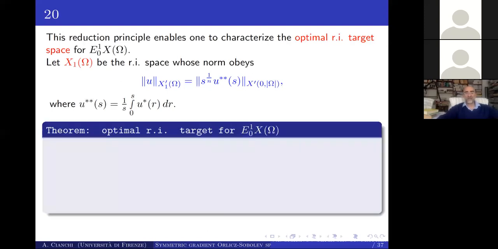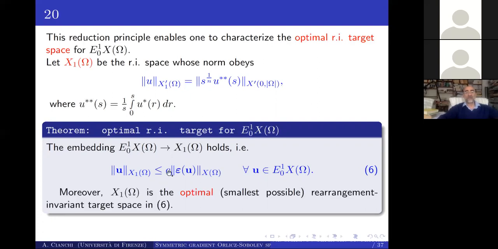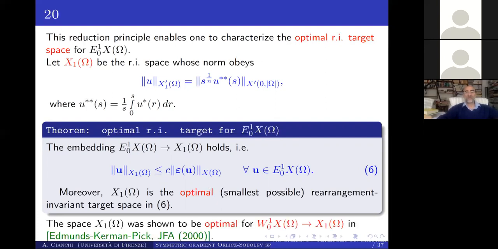Now, given this definition, it turns out that for any space X, this gives you the optimal target for embedding for symmetric gradient spaces. And this is the statement and the corresponding inequality. And this is, in fact, optimal for any X. Now, this is a version for symmetric gradients of a similar result that was proved by David Edmunds, Ron Kerman, and Luboš Pick for the full gradient Sobolev spaces.